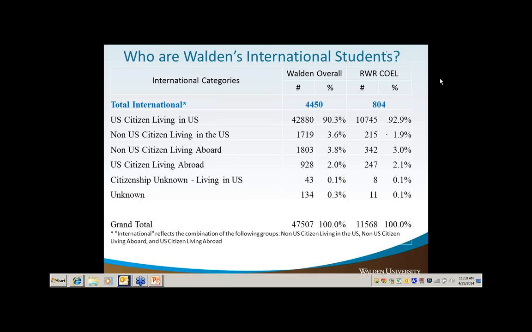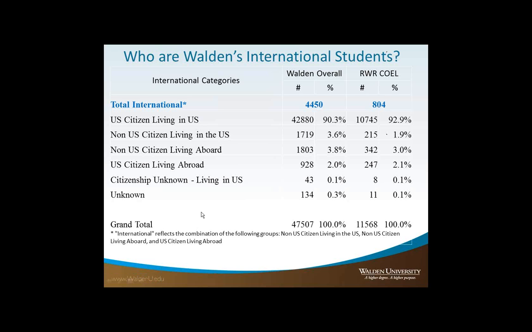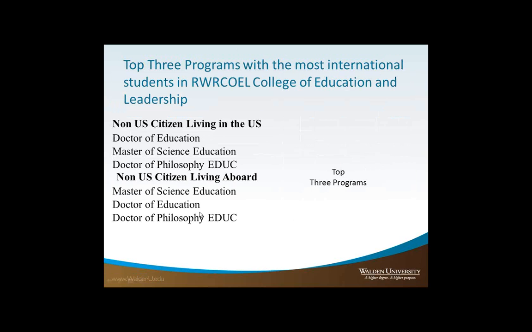Perfect. Yay! Okay, yes, this was the slide that showed who are Walden's international students, but for their living. But the answer to your poll question, Alice, if you'll flip the slide, we will give them their answer. Well, hold on one second. The top 3 programs. This shows you our top 3 programs. For the non-U.S. citizens, it's the Doctor of Education. Those are the ones living in the U.S. And non-U.S. citizens living abroad is our Master of Science in Education.